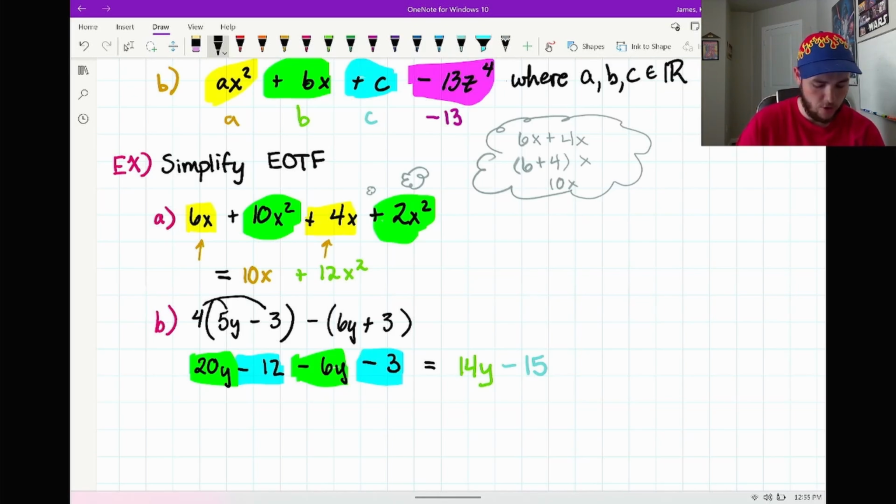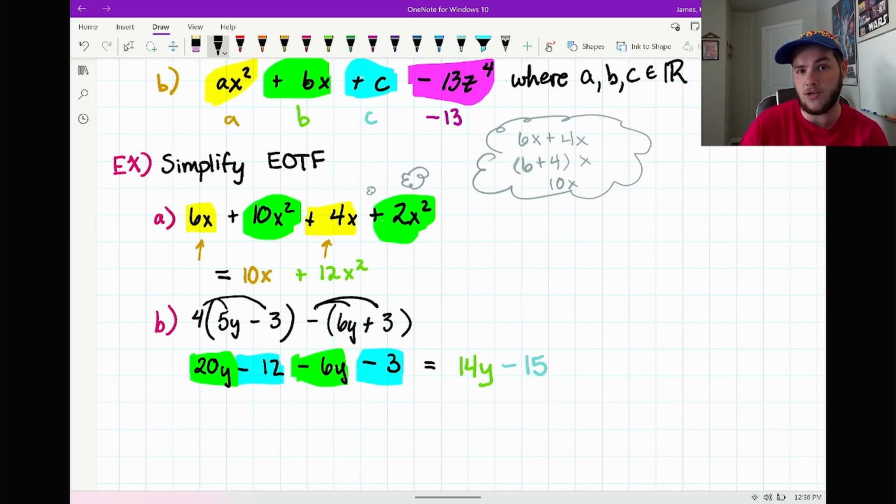Same thing over here on the other one. It may be tempting to write the plus 3 here, but that would be incorrect because I'm actually subtracting both of the terms in that set of parentheses. So the minus sign gets distributed to both. Once we're at this line, 20y minus 12 minus 6y minus 3, things become a little bit more clear.